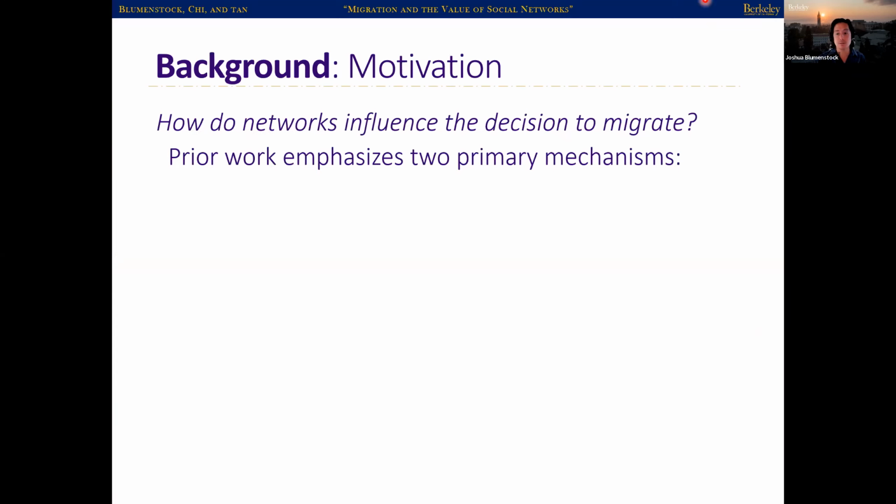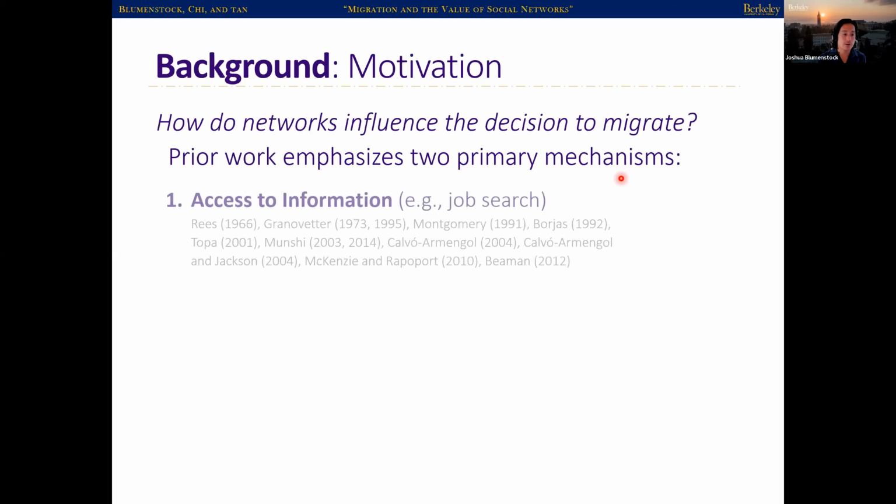So this is a question that Kaivan provided really great background on, and also a lot more detail than I'll really get into. But what we try and do is focus on disentangling between two stylized narratives about how migrants might benefit from social networks. The first being that networks can provide access to new sources of information, for instance, about jobs or opportunities in the destination, amenities, and the like.